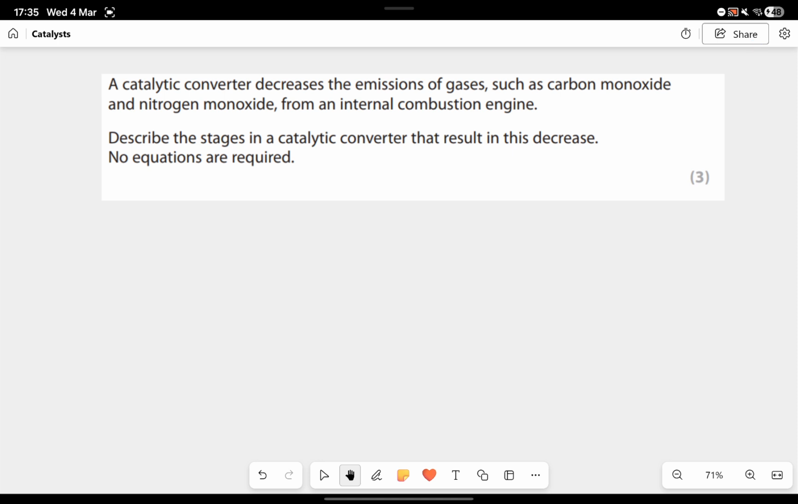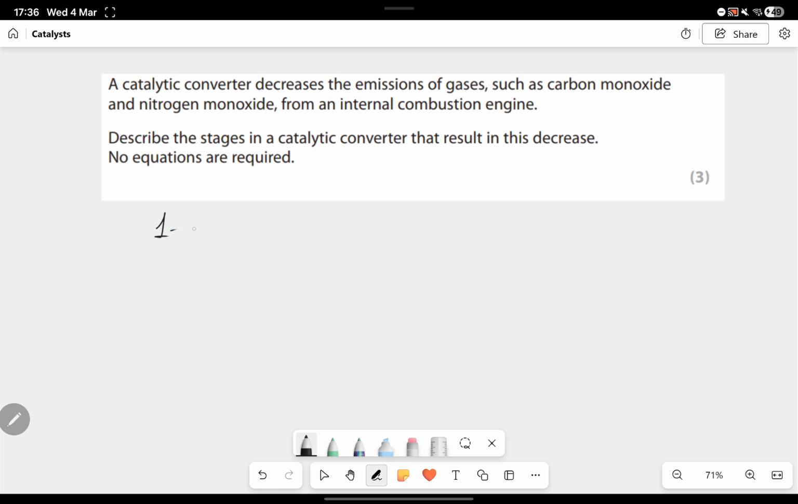A catalytic converter decreases the emissions of gases such as carbon monoxide and nitrogen monoxide from an internal combustion engine. Describe the stages in a catalytic converter that result in this decrease. No equations required. So for these 3 marks questions, we need to state 3 key points, which are the 3 key stages. Do you want to try? Pause the video and try yourself before I give you the answer.